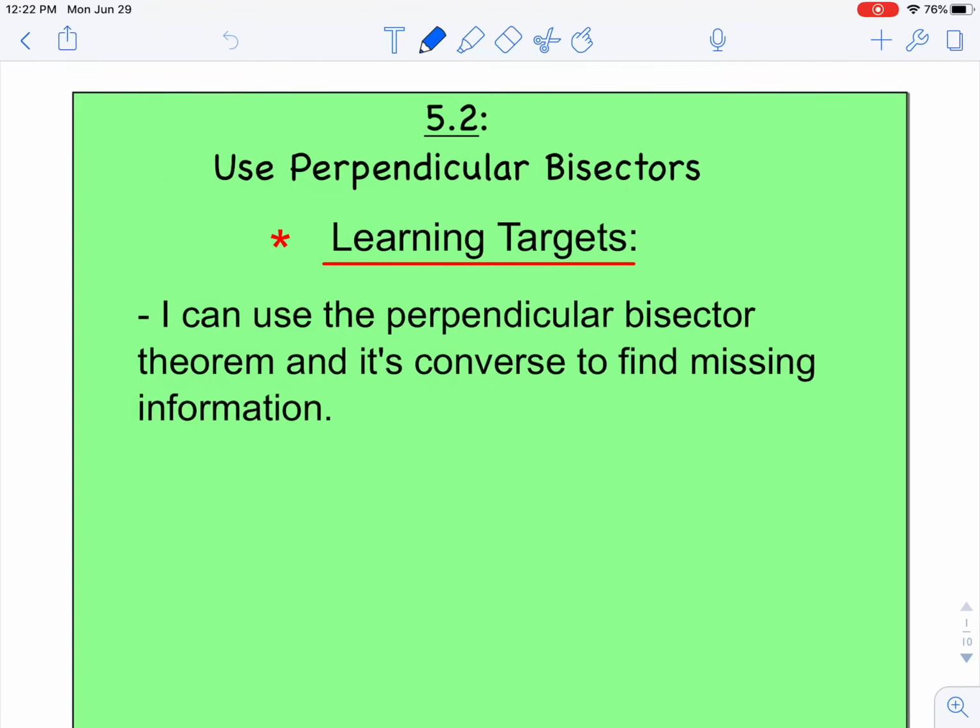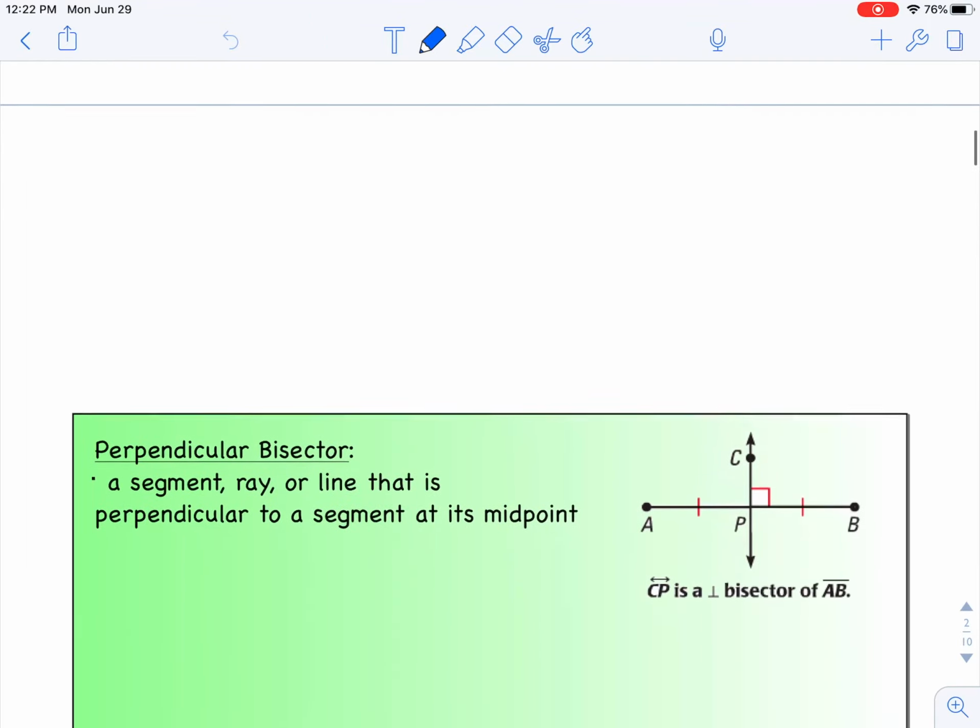Section 5.2, perpendicular bisectors. We're going to learn about the perpendicular bisector theorem and its converse, and we are going to use those to find some missing information.